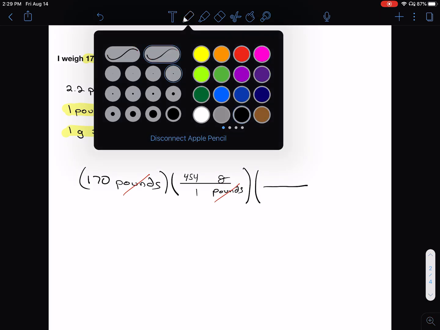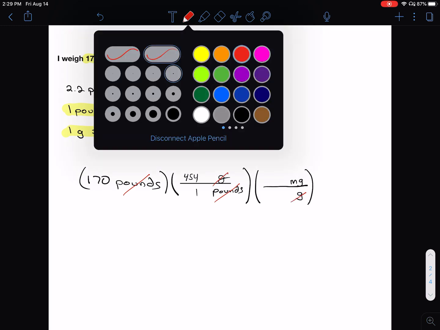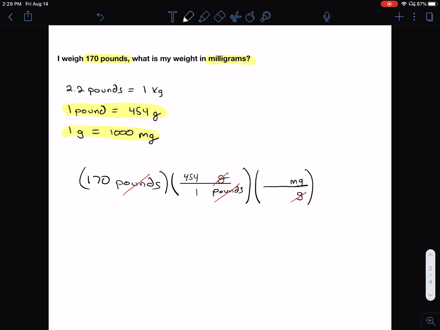So we want our grams to go away. We can do a second conversion with grams on the bottom, milligrams on the top. This will cross out our grams, and we'd be left with milligrams. So now it's a matter of putting in our numbers, and we can see from our conversion up here, 1 gram is 1,000 milligrams, and now we can plug it into the calculator. When we do this, we get 7.7 times 10 to the 7th milligrams. So perhaps not the most useful unit to express my weight, but that is the process of how we'd go through it.